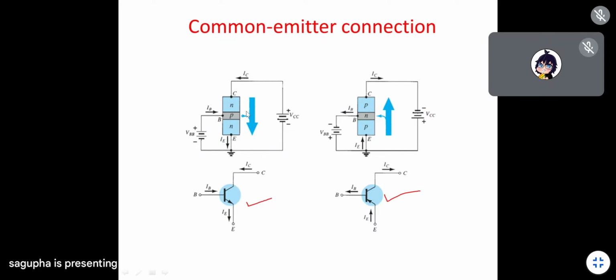Okay? And similarly for the output characteristic, what is my output current and what is my output voltage for common emitter configuration? This is the output part, right? Output current.